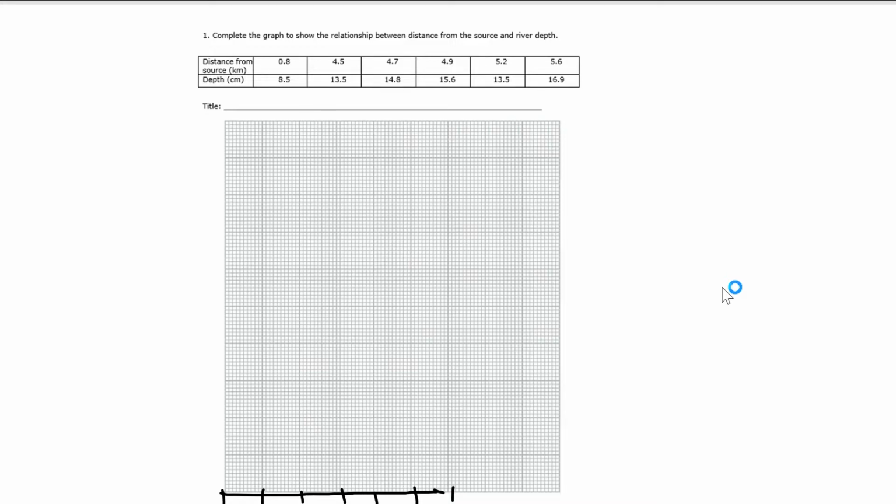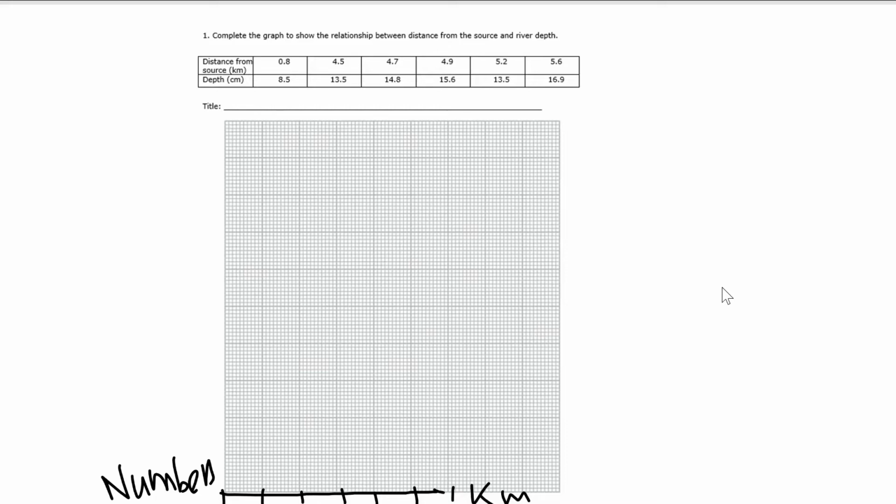So I've run out of room. I should have spaced that out better. You need to write the numbers on there. So you need to put the numbers down there. Numbers 1 to 6. And you need your units. Distance from the source in kilometers. So we put in kilometers there.